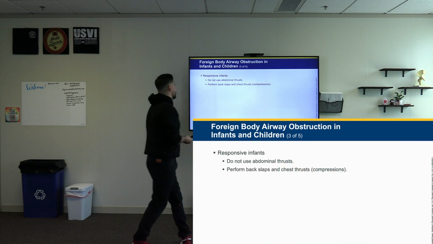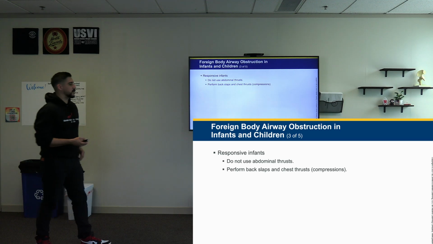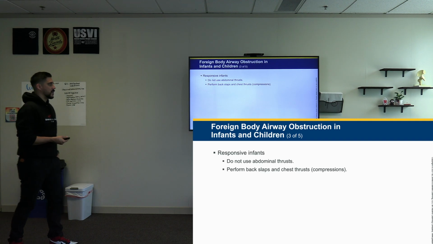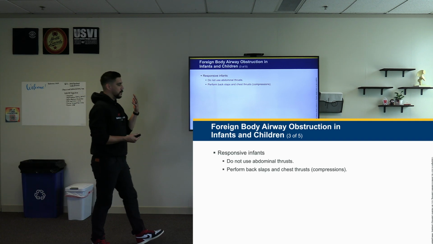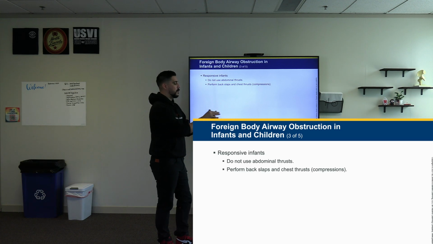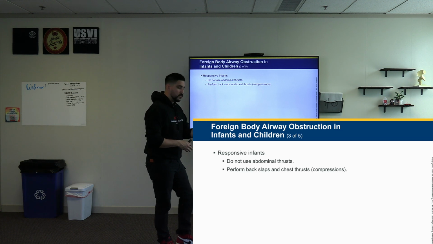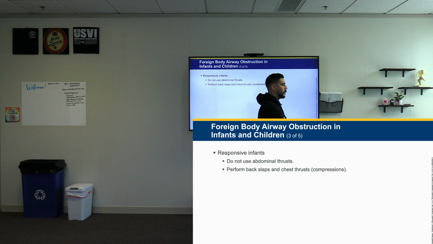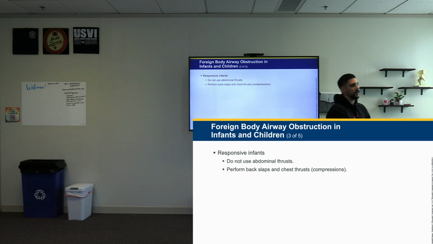Now, infants, do not use abdominal thrusts. They changed the game. They're a little smaller, right? So we're gonna do 5 back slaps and 5 chest thrusts. So if we have the baby, face down in my hand, we're gonna use gravity. Usually use your leg rested if you're sitting. And we're gonna give 5 forceful blows to the back between the scapula.